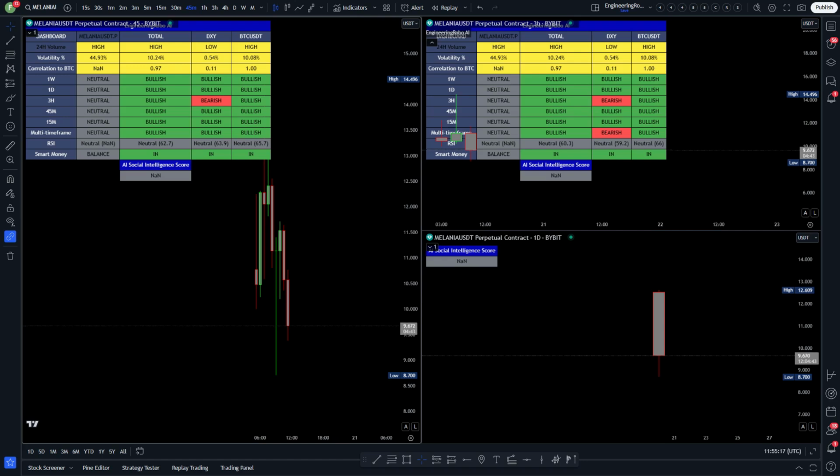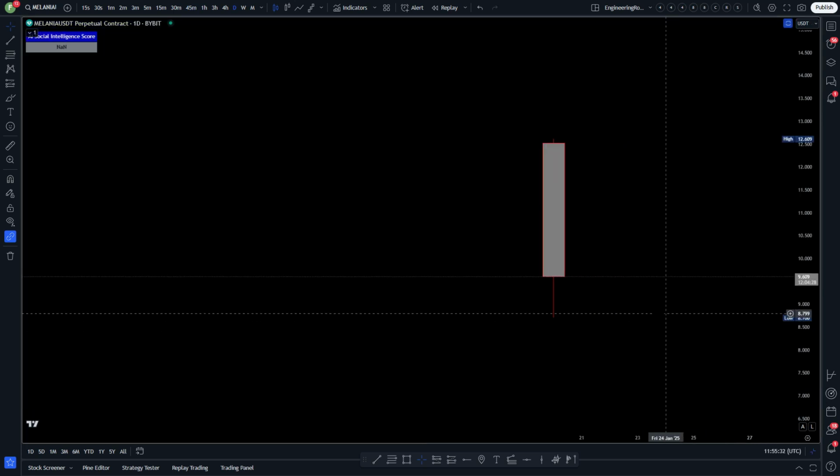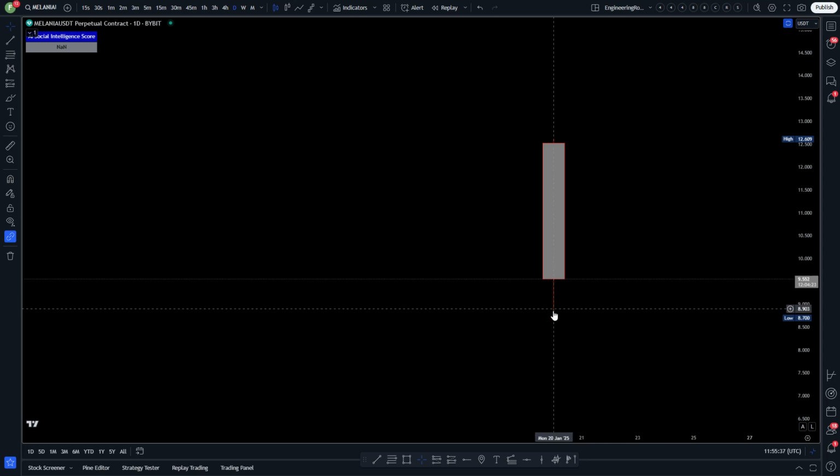Hello and welcome back. This time we're looking at Melania Trump's meme coin that has recently been launched. It is available as a perpetual contract, and the chart that I've got up is the Bybit chart. I'm going to jump into the daily, and we will go down to the time frames up to the 5 minute. But on the daily, there's absolutely nothing there.